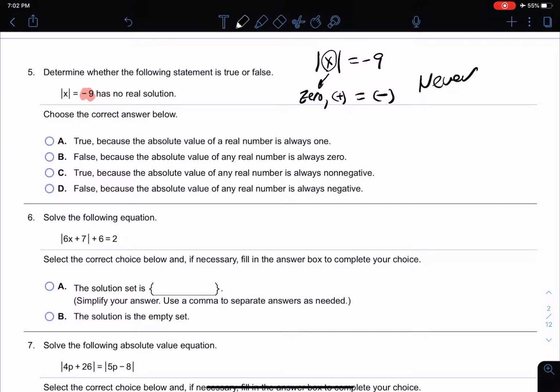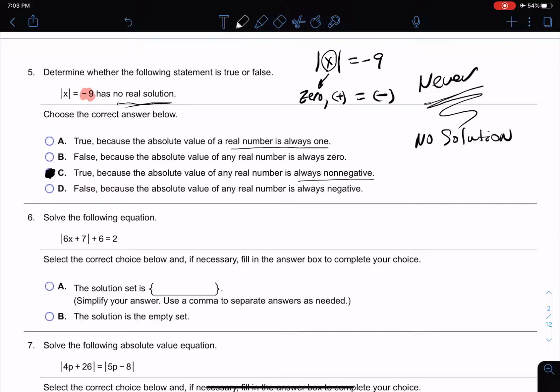So they're asking, is this true or false? The statement says the absolute value of x equals -9 has no real solution. Oh, I agree with that, right? Because I said that's never going to work. No solution. So I'm going to say it's true. Now I have to pick out which one is true. True because the absolute value of any real number is always non-negative. Yeah, non-negative means 0 or positive. So that's going to be C.